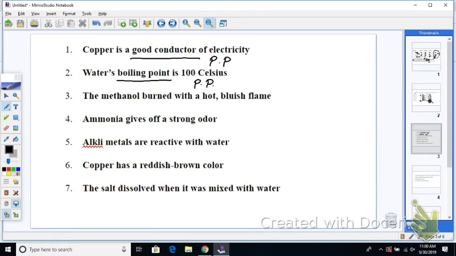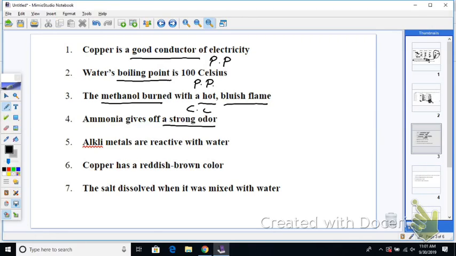Okay? The methanol burned and gave off a hot bluish flame. Chemical change. It changed. It's now something different. You have to relate to your lab that you did, and you actually did that, or something similar to that. So that's a chemical change. It changed. When it gives off a strong odor, what's it doing? It's evaporating. So it's just gone from a liquid to a gas. Physical property. I would accept either physical property or physical change because the way that's stated, it could be giving off a strong odor right now. So either one's fine.